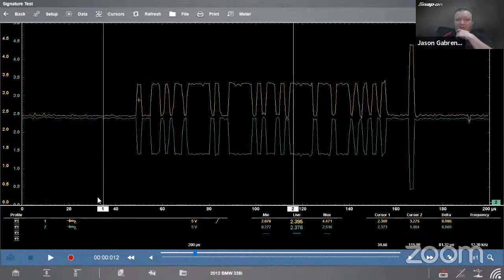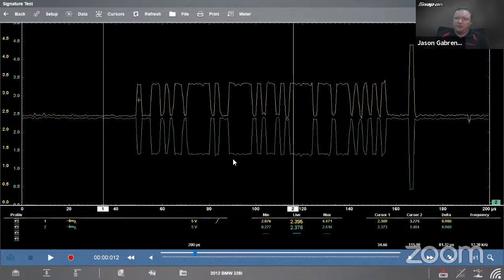If we have 0 volts at any time looking at CAN with the key on, we don't want to ever see 0 volts. That's a short to ground. We could see one line stuck at ground. We could see just a quick little glitch that drops down to ground. That's a possibility as well. That would indicate that line is shorting to ground, and it could be just one module that's doing that.